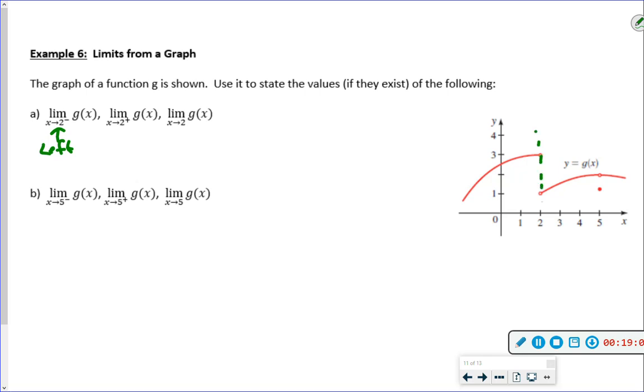So I like to zero in on the 2. As I approach from the left, bam, I would say the limit there is, what's your y value? 3. So this is what we're looking at, okay?